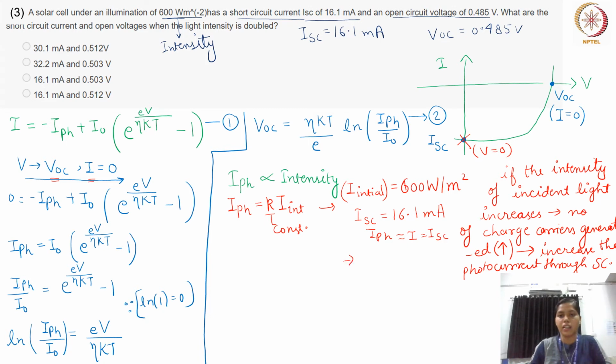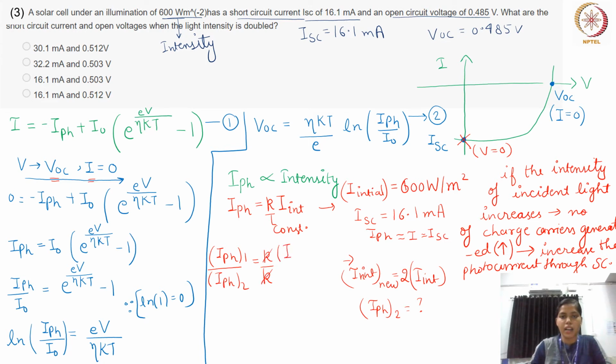They have given that the new intensity is twice the initial intensity. So the photo-generated current at this point we can calculate like this: IPH1 divided by IPH2 will be equal to K, which will cancel from both expressions, and that will be my initial intensity divided by the final or new intensity.